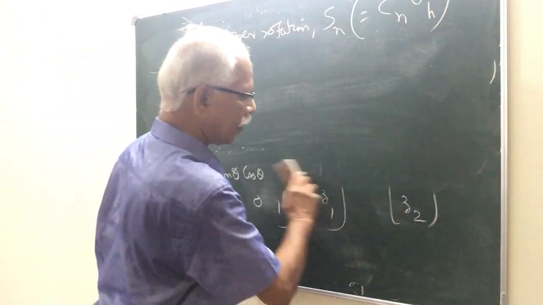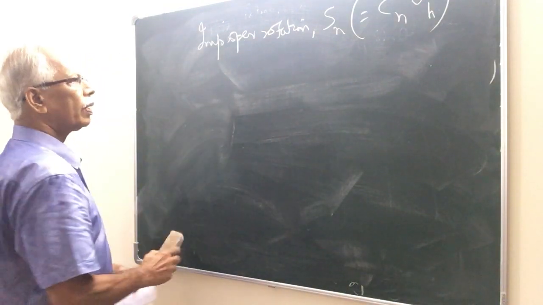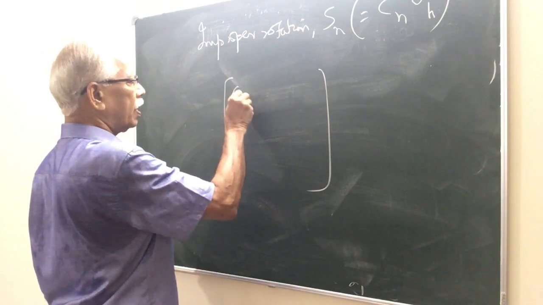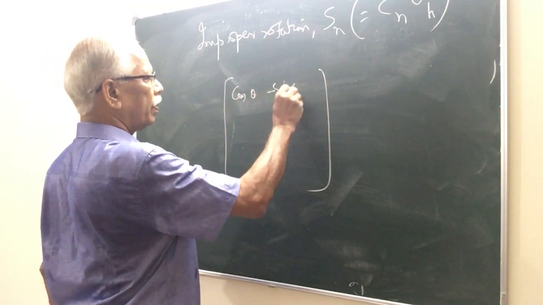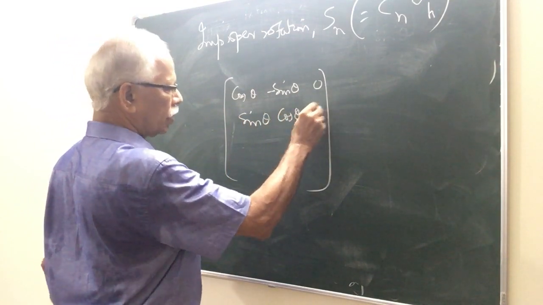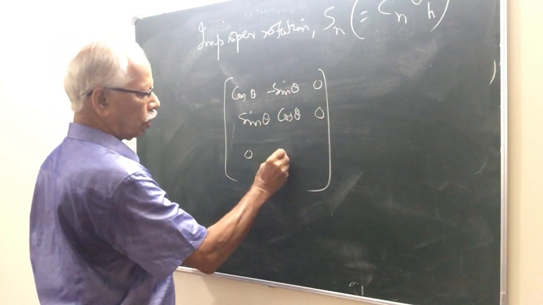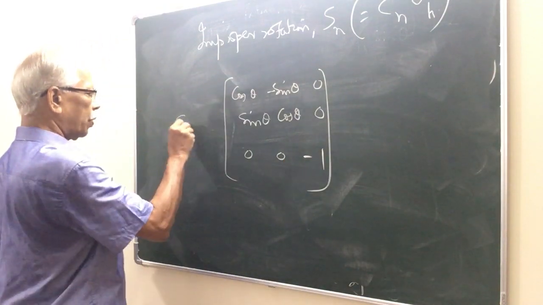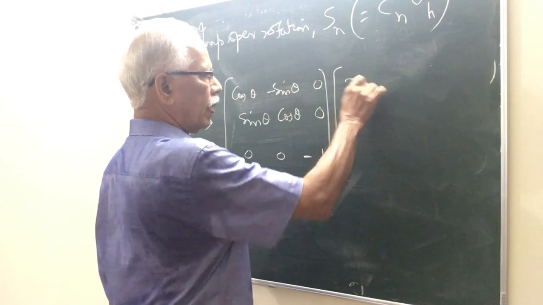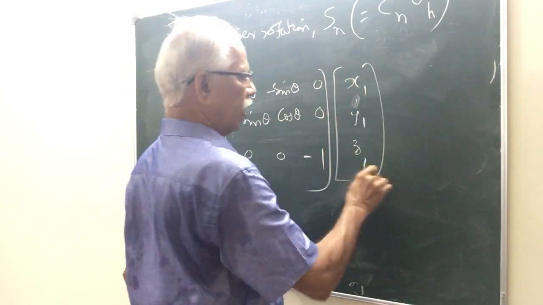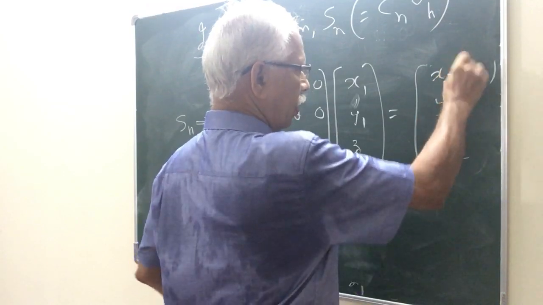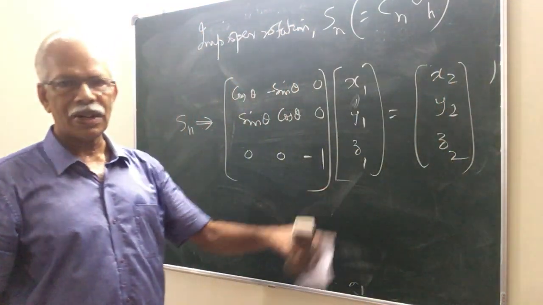So the matrix representing improper rotation will be like this: cos theta, minus sin theta, 0; sin theta, cos theta, 0; 0, 0, minus 1, corresponding to Sn. This will multiply into x1, y1, z1, giving x2, y2, z2. z2 is the same as minus z1.